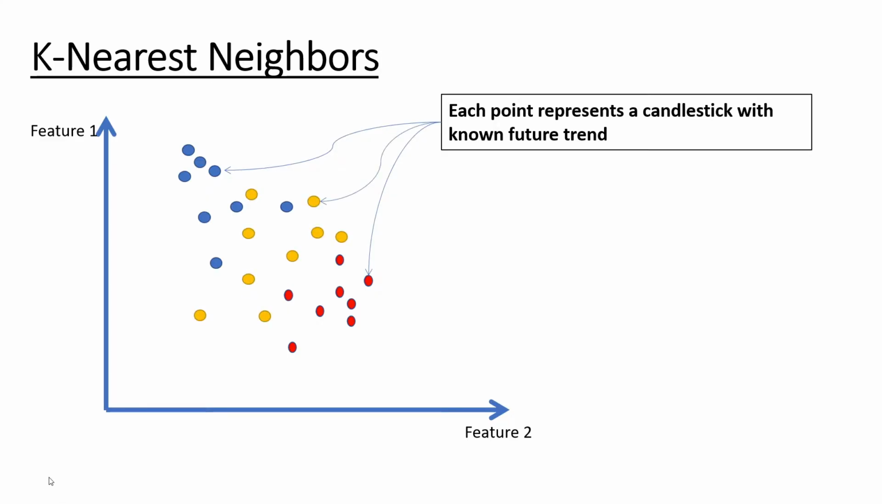Now imagine you have a new candlestick that you would like to assign to one of these three groups in order to try to guess the future trend. If you consider k equal 3, for example, you will take into account the 3 nearest neighbors to this green point here, our new candlestick. And as it happens, 2 of those are blue and 1 is yellow. So you will assign this new candlestick to the group of blue candlesticks, meaning the group of candlesticks after which you have an uptrend.